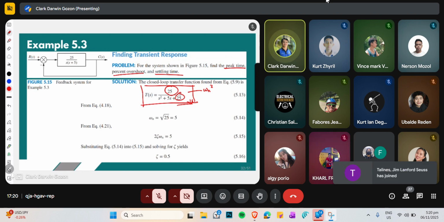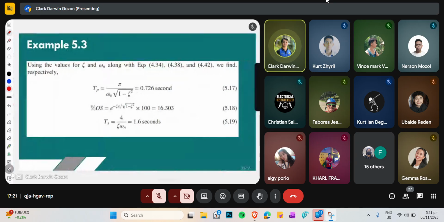So therefore, omega n is equal to 5. And this one is our B. Then that is equal to this one. You already have omega n, then we can find the damping ratio, equal to 0.5. If you already have the damping ratio and omega n, you can now solve for the peak time, the percent overshoot, and the settling time. Just formulas, from chapter 4, the discussion last week.